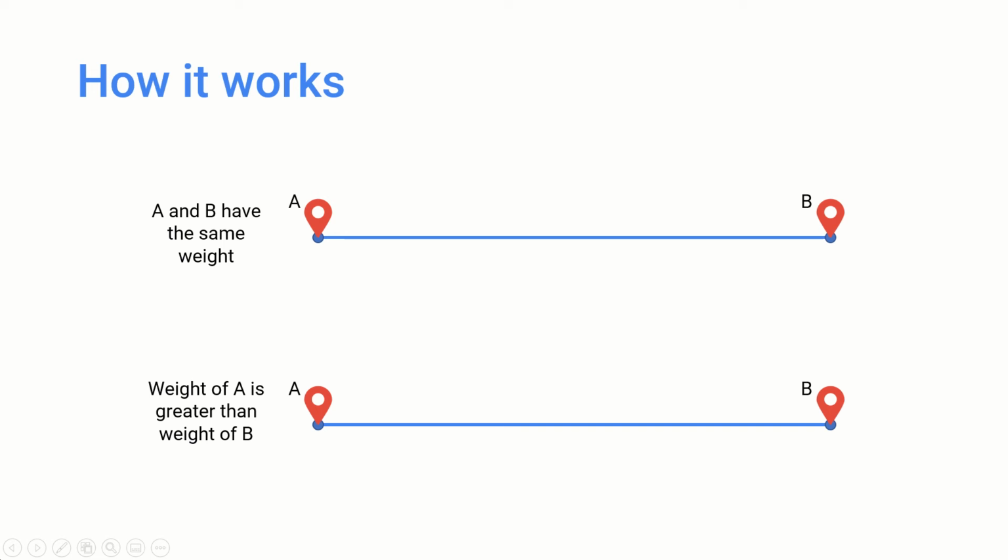Let's say we have two starter points, A and B, both with weight 1. The centroid of these 2 points is quite simply the midpoint between them. So we have the midpoint AB right there.